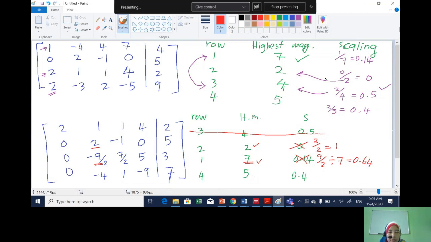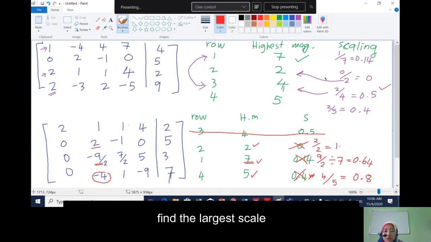Next one. The largest magnitude is 5. The leading element of this row is negative 4. Remember, when we want to do the scaling, just take it positive. So here you have to update the new one. It is 4 divided by 5, where 5 is this one. So we have 0.8. Okay, so compare: 1, 0.64, 0.8.